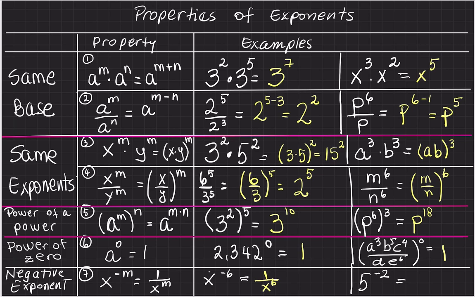Again, in my next example, I have 5 to the power of negative 2. So if I want to change that negative 2 to a positive 2, I will rewrite that, but in the denominator this time, and change that negative 2 to a positive 2. Let's see a couple of examples on how we're going to work with these properties.